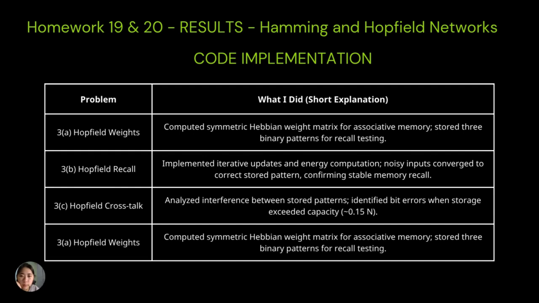And about the third problem in homework 19, in this I computed a symmetric Hebbian weight matrix for associative memory and also stored three binary patterns for recall testing. In the next step, I also implemented the iterative updates, the same as the manual version, alongside the identification of bit errors when storage exceeds capacity. And in the end, I stored three binary patterns for recall testing and computed the symmetric Hebbian weight matrix for associative memory.